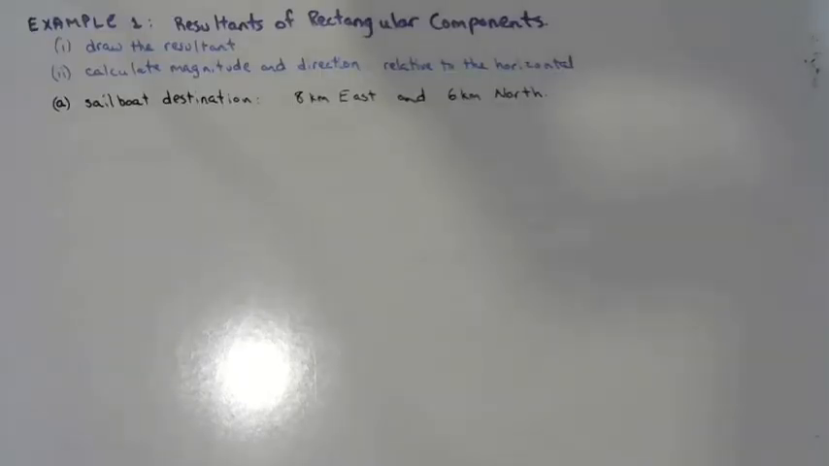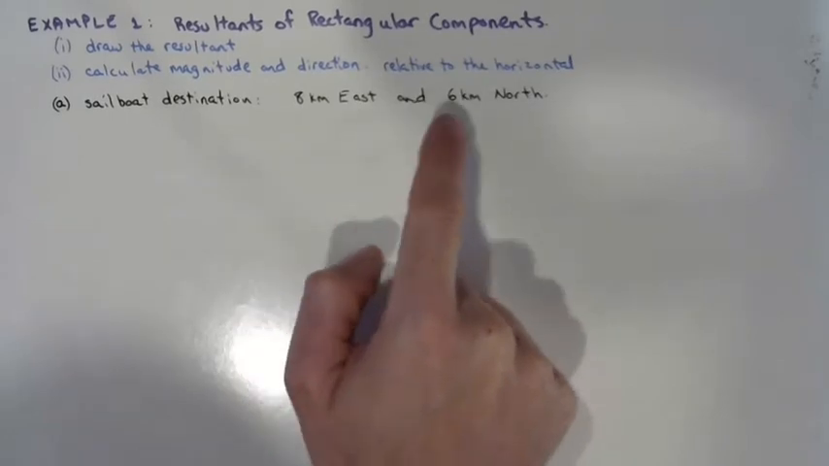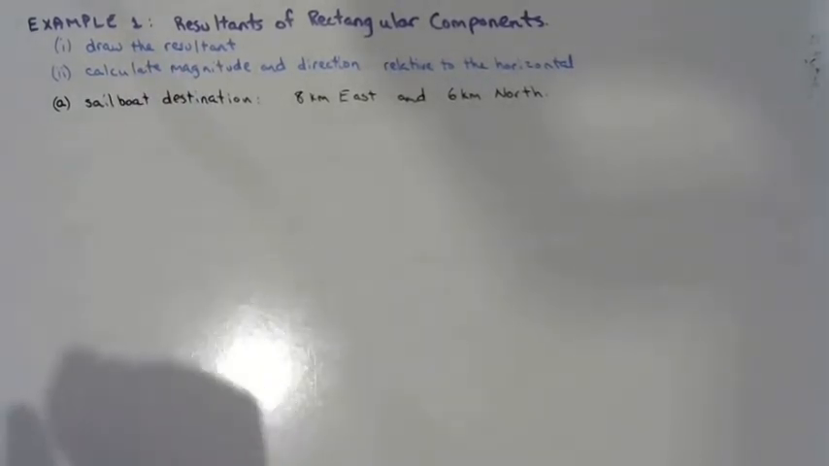Example 1, resultants of rectangular components. So we're given some information in A. We have a sailboat destination. It's 8 kilometers east and 6 kilometers north of where we are. We're going to draw the resultant. Then we're going to calculate the magnitude and direction. The direction is going to be given relative to the horizontal.